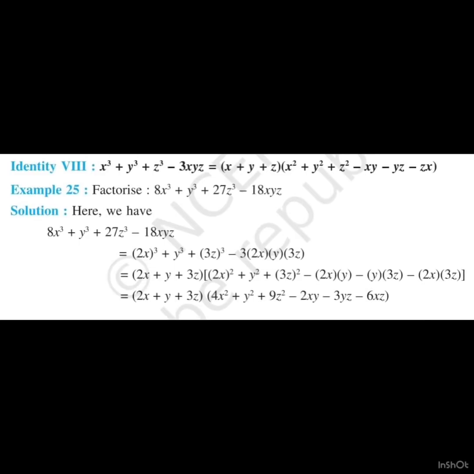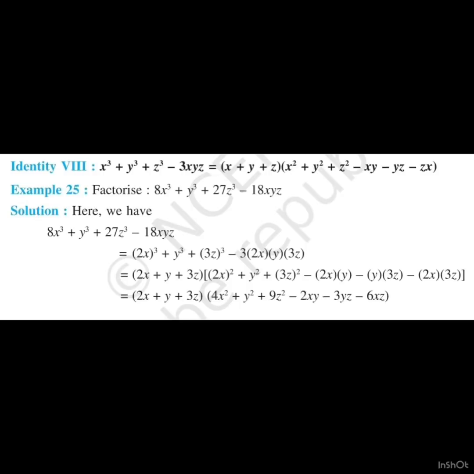Now the identity number 8 is x cube plus y cube plus z cube minus 3xyz is equal to x plus y plus z multiplied by x square plus y square plus z square minus xy minus yz minus zx.